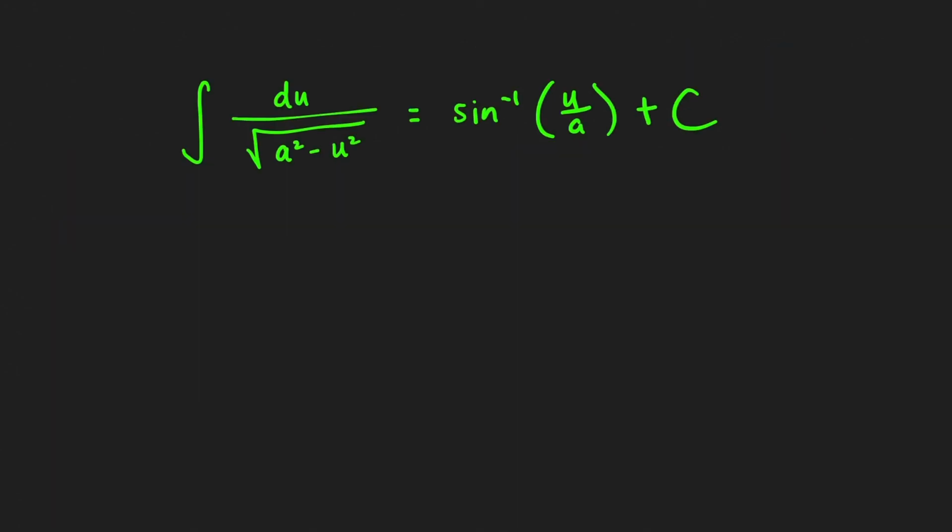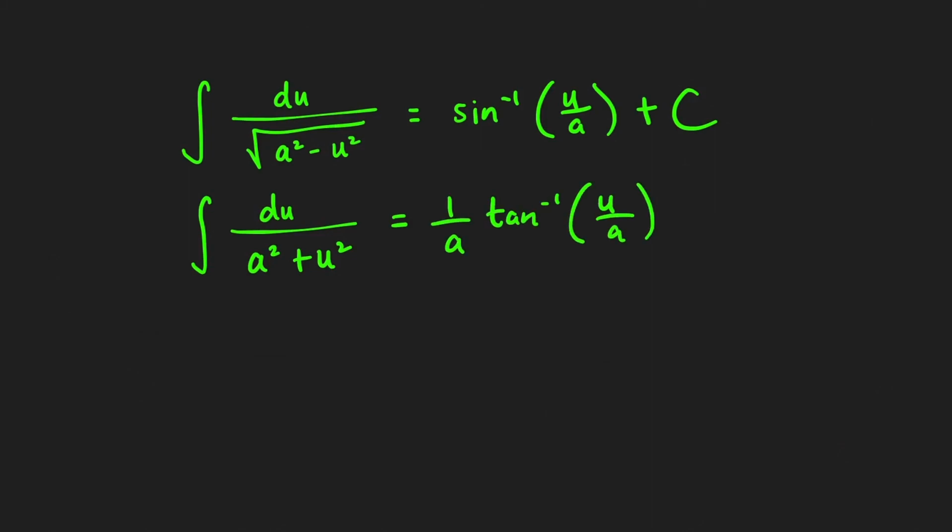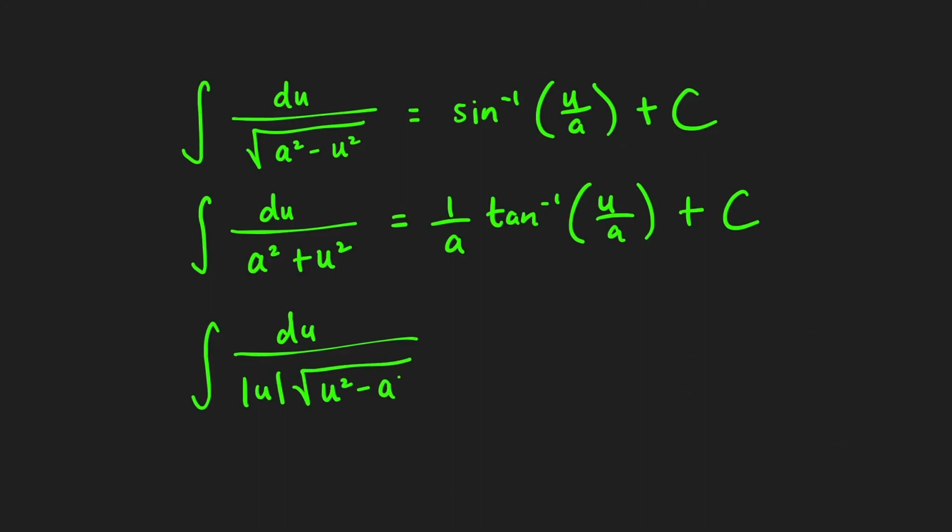And then the second integral is integral of du over a squared plus u squared equal to 1 over a, and then tangent inverse of u over a, and then plus c. And lastly, we have integral of du over absolute value of u, square root of u squared minus a squared, which is equal to 1 over a secant inverse of u over a plus c.